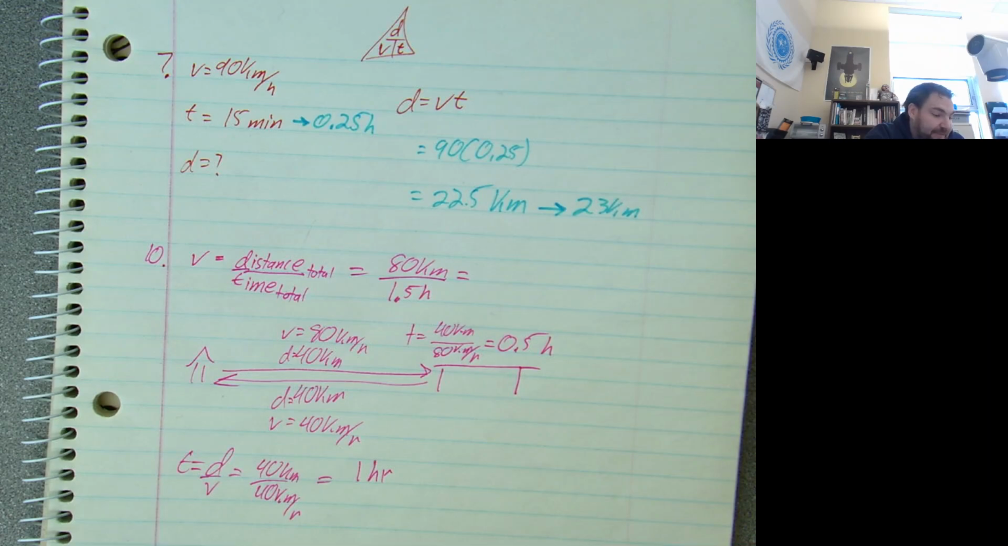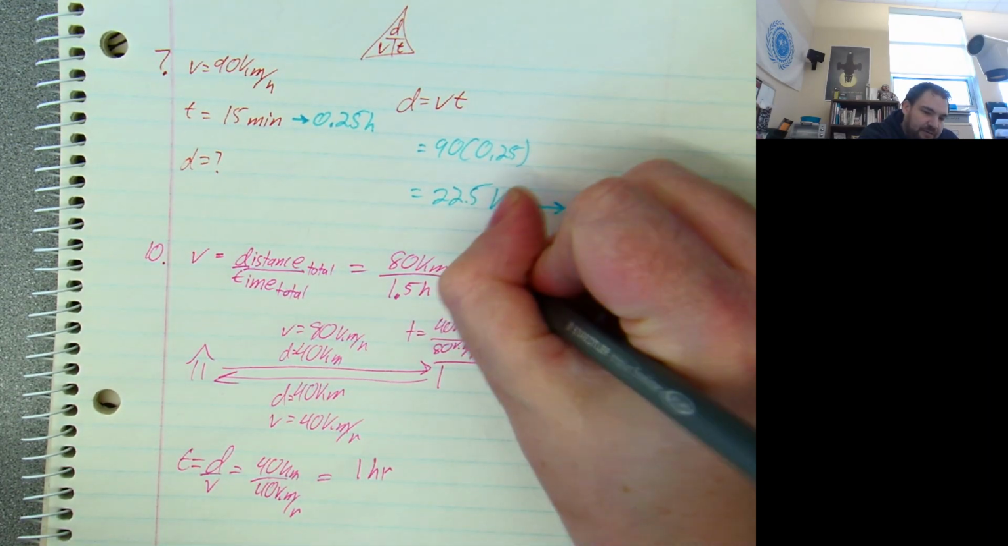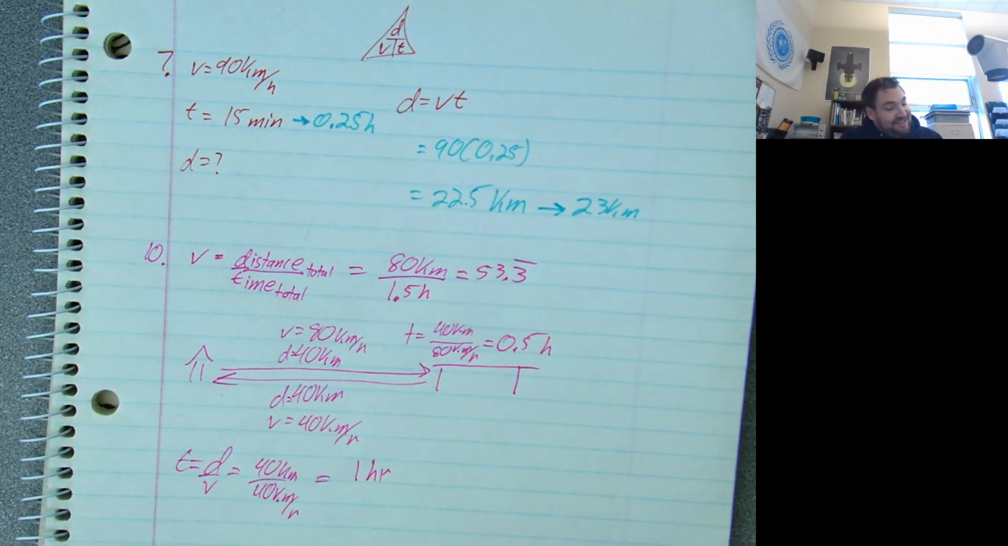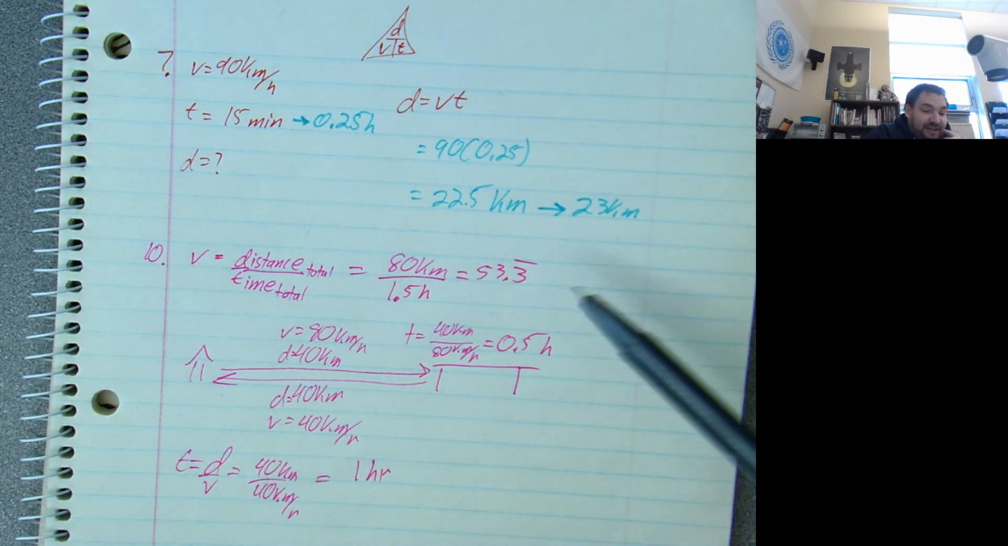80 kilometers divided by 1.5 hours is what? It should be 53.3. Is that what we got? Did anyone do it? 80 divided by 1.5 is 53.3 repeating, which, Brad, is the last answer listed on the thing. So that last answer is actually answer 10.